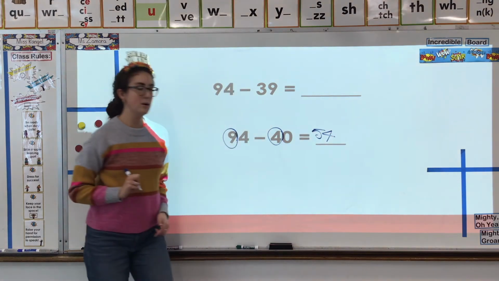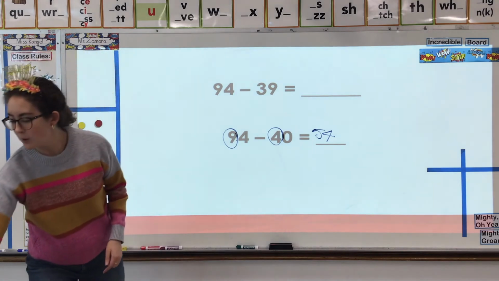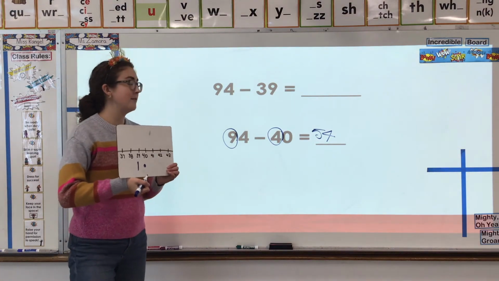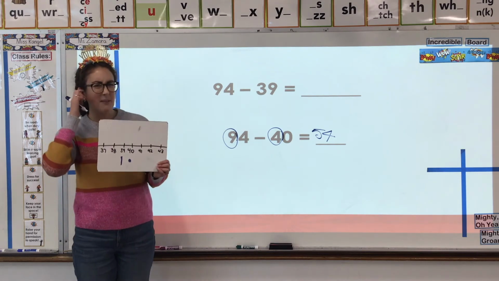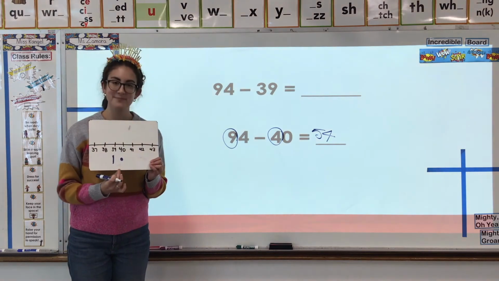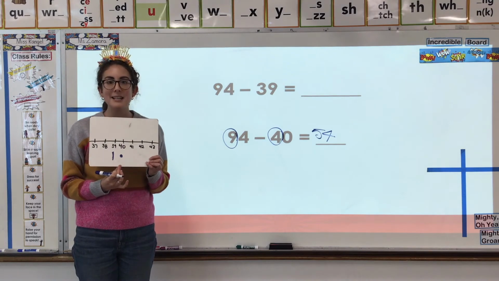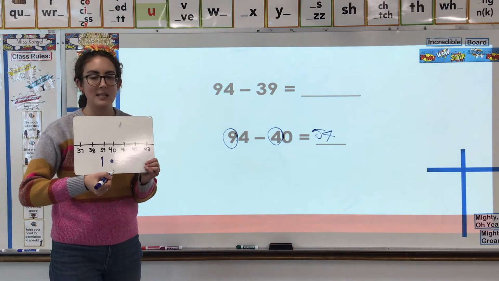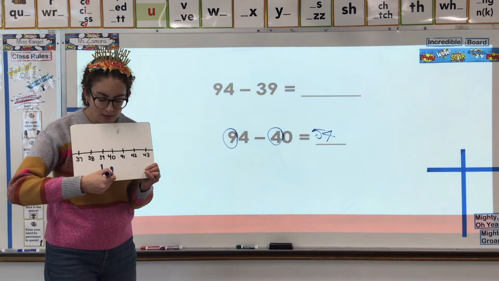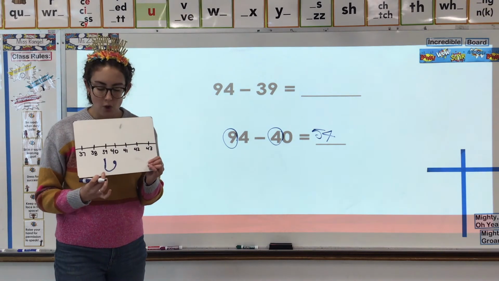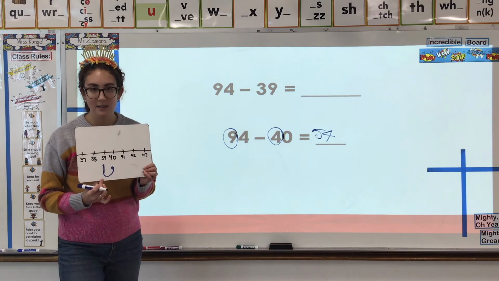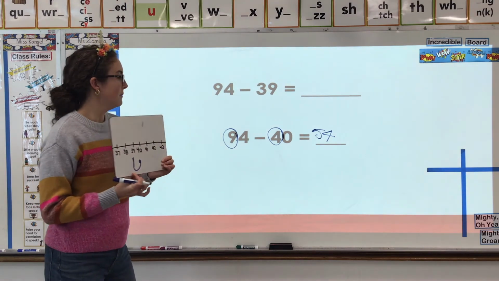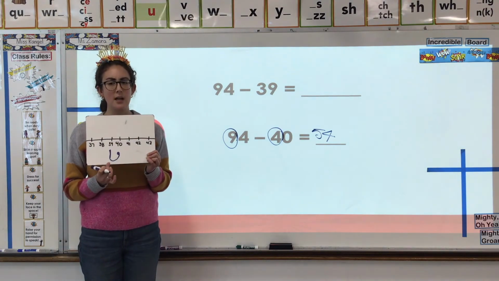54. There we go. So we were able to quickly take away 4 tens and get 54. But is that what we wanted to do? Not quite. We went ahead and took away 40, but we only wanted to take away 39. So not 40, only 39. So what do we need to do, second grade?